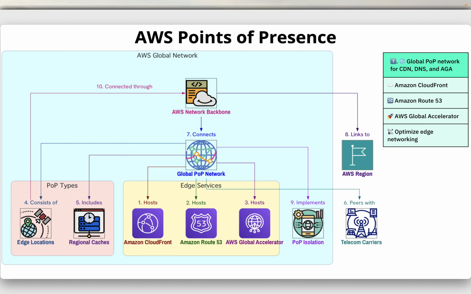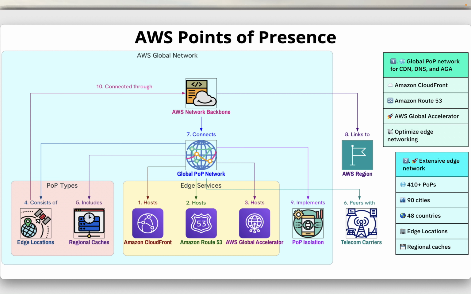So AWS consists of a global points of presence network for CDN, Content Delivery Network, DNS, and AWS Global Accelerator. AWS operates points of presence hosting Amazon CloudFront, Amazon Route 53, and AWS Global Accelerator to optimize edge networking.